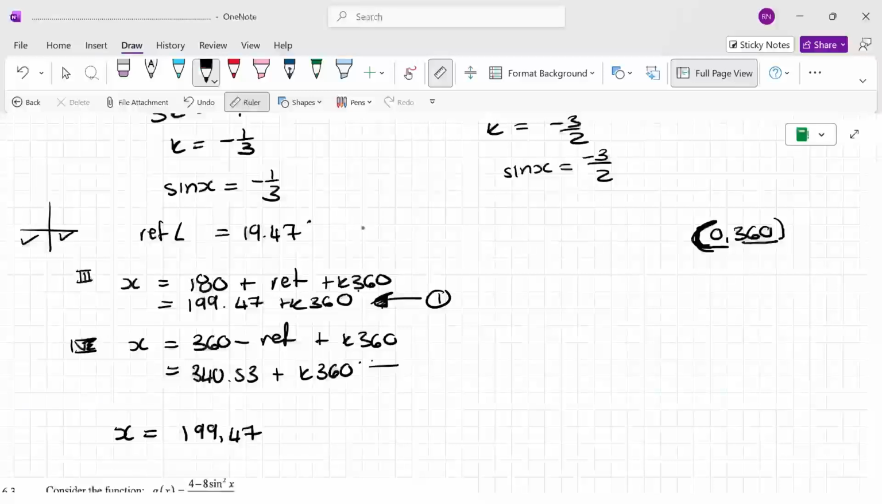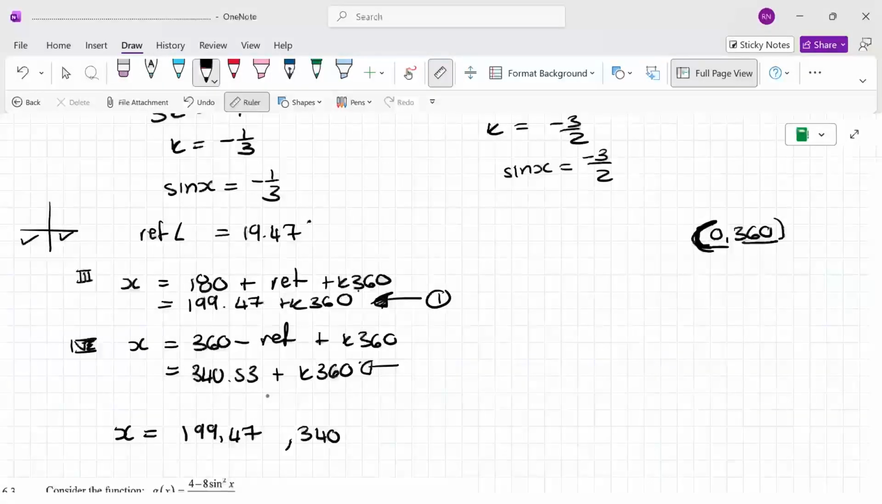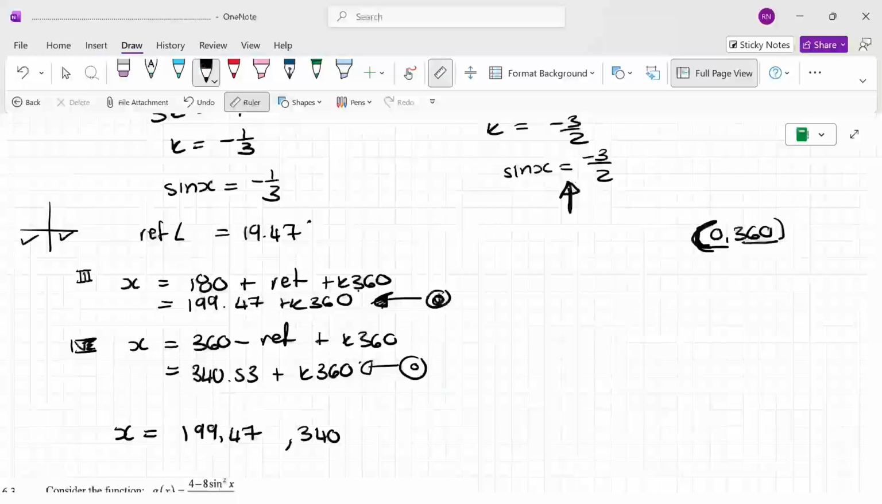And then for this third one, if k equals 0, we end up with 340, so that works. 340. If k equals 1, it goes way over. And if k equals minus 1, that also goes way under. So this is also only one angle. Is this one possible? Can I find a reference angle for that?